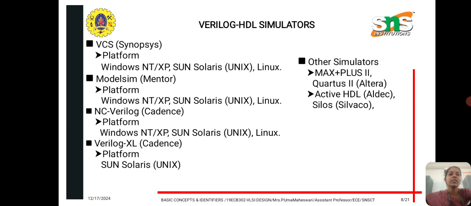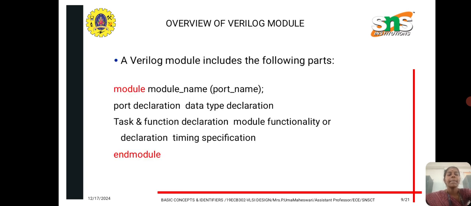And the next one is Verilog HDL simulators. Here is the list of simulators which are used, like VCS, ModelSim, NC-Verilog, Verilog-XL, and other simulators like Max Plus II and Active-HDL. The Verilog module includes the following parts: the module name, the port declaration, data type declaration, task and function declaration, module functionality or declaration, and timing specification.